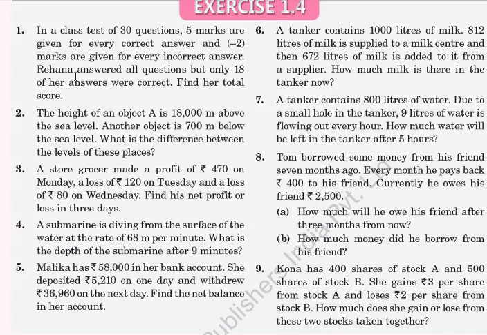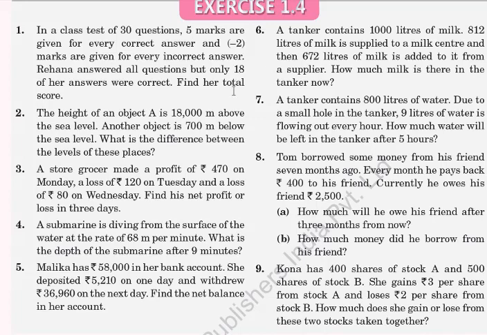Now in this, Rihanna answered all questions, but only 18 of her answers were correct. How many answers did she attempt correctly? 18. And then how many answers would she not have been able to answer correctly? That will be 30 minus 18, because the total number of questions is how many? 30. And out of that, 18 questions she was able to attempt correctly. So incorrect, how many are there? 30 minus 18, which is equal to 12.